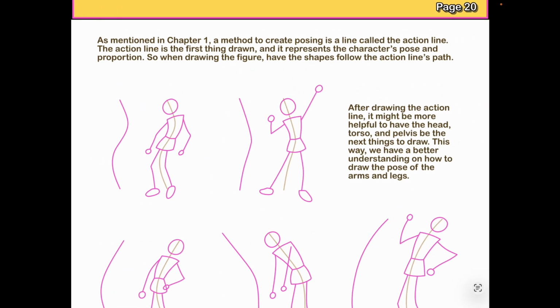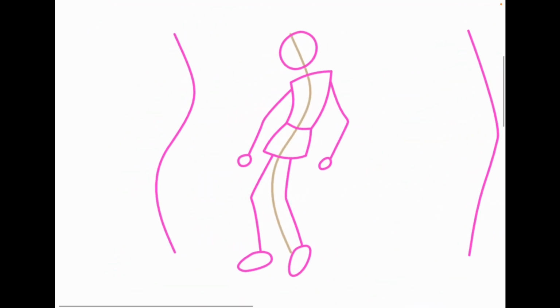As mentioned in Chapter 1, a method to create posing is a line called the action line. The action line is the first thing drawn, and it represents the character's pose and proportion. When drawing the figure, have the shapes follow the action line's path. So over here, I drew a zigzaggy line first, and then drew the head, torso, pelvis, and all the other elements afterward.